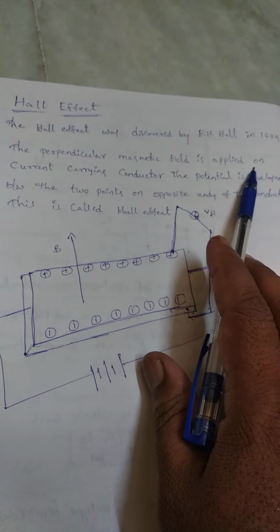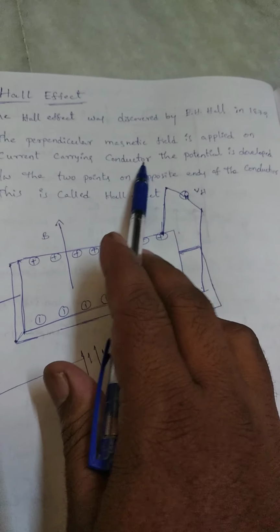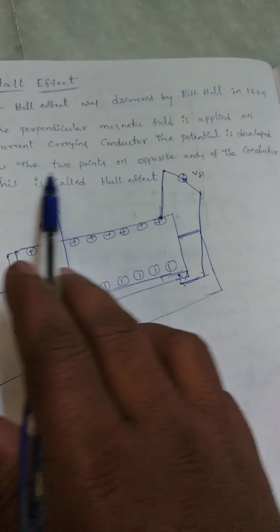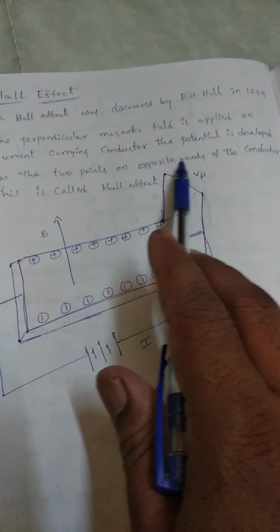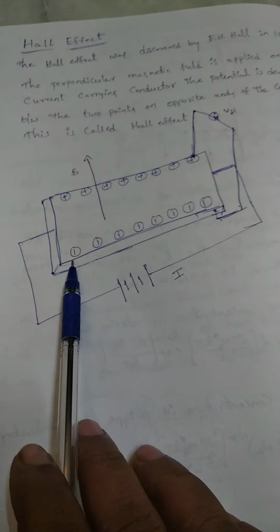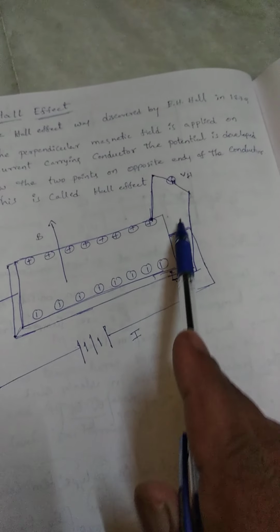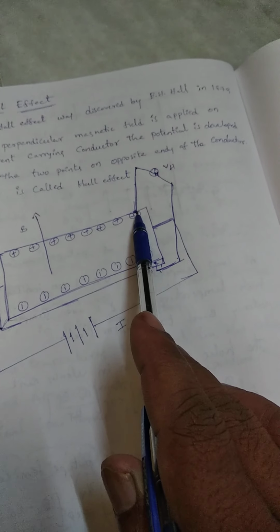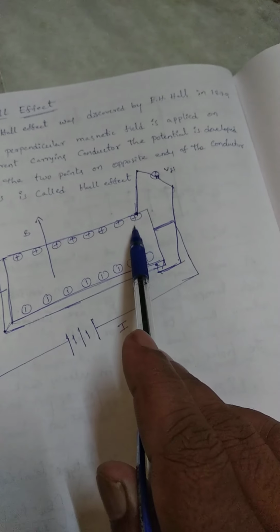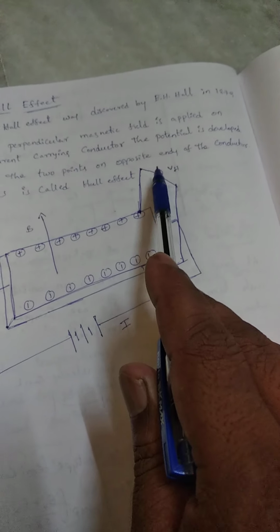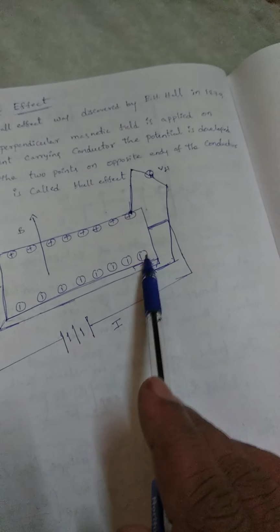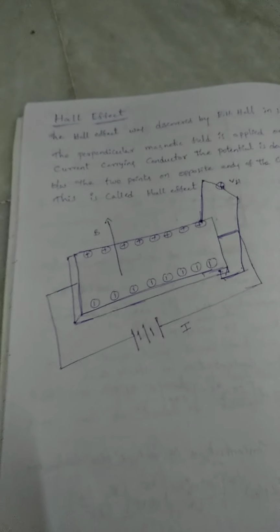The perpendicular magnetic field is applied on a current carrying conductor. The potential is developed between the 2 points on opposite ends of the conductor. This is called the Hall effect.